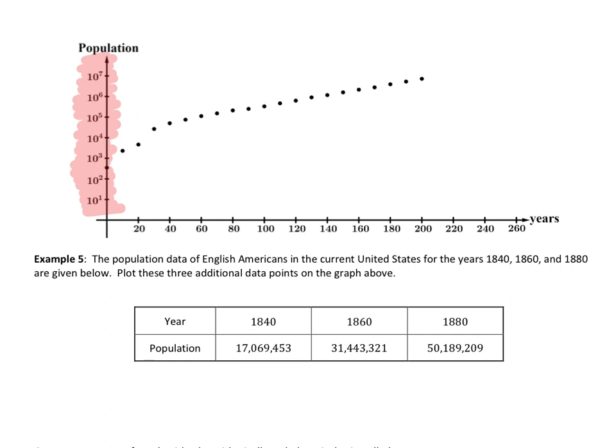So if we want to plot some additional population points in here, the year 1840 is 220 years after we started counting, because we started in 1620. And the output, or the population, is 17,609,453. 17 million is more than 10 to the 7th, because 10 to the 7th is 10 million. So we're going to go to 220, and we're going to plot ourselves a point a little bit above the 10 million part right there.